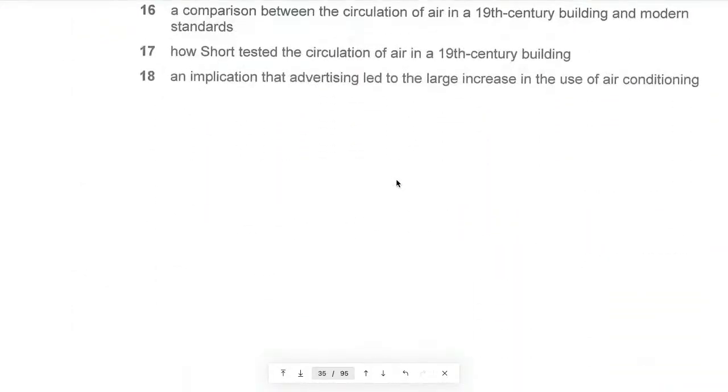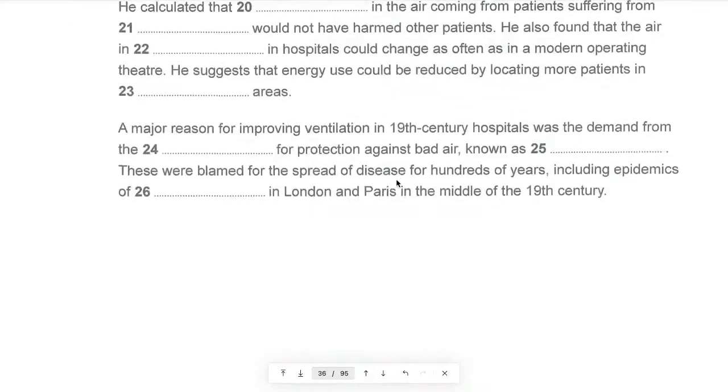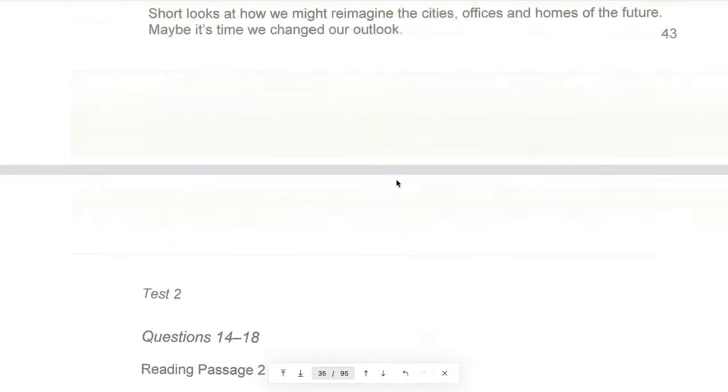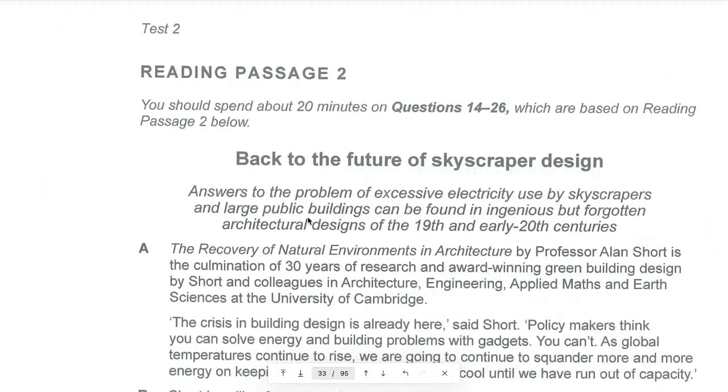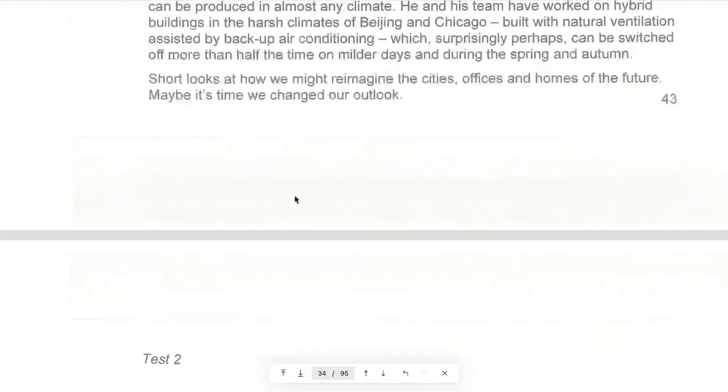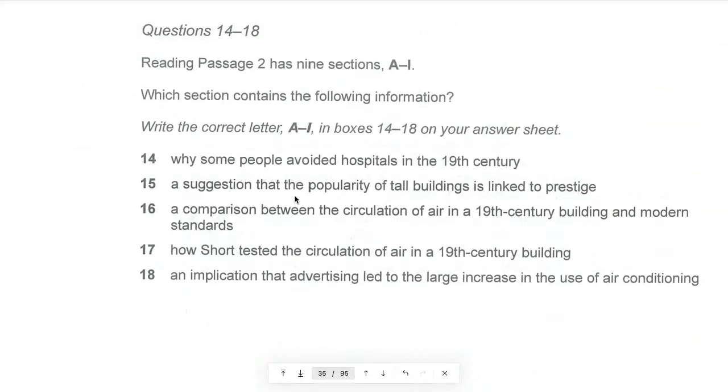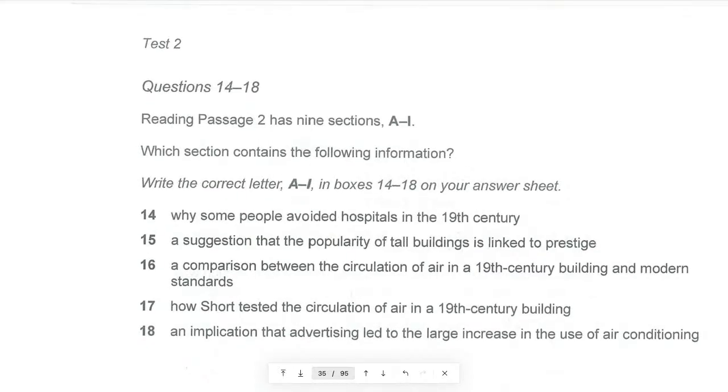Now I'm going to help you to explain all of the questions here, but you make sure you understand everything. Okay. Now let's start with question 14, number 14, yeah? Which section contains the following information? Okay, so here they say, reading passage 2 has 9 sections from A to I. So which section contains the following information? Write the correct letter A to I in boxes 14 to 18 on your answer sheet.